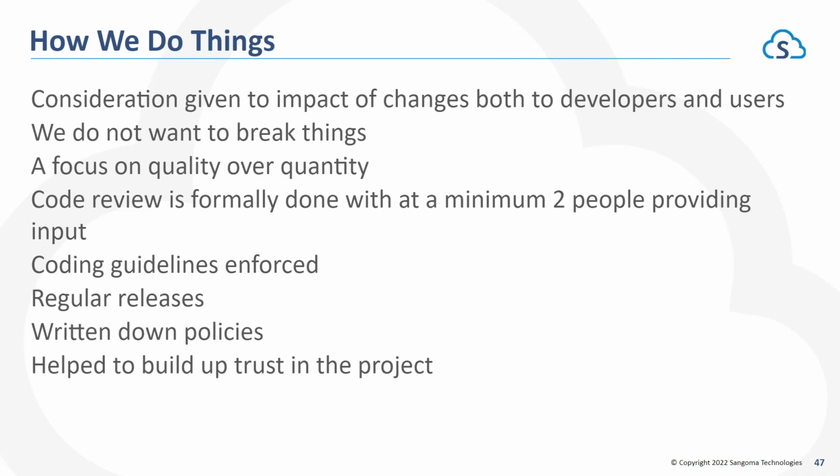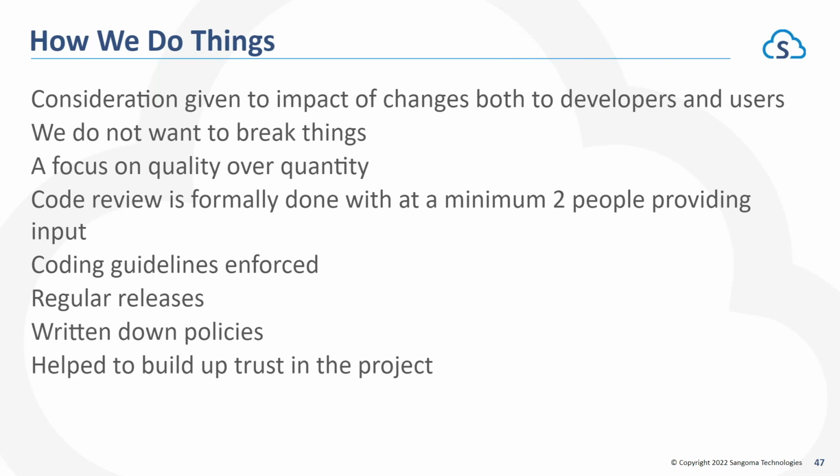In the olden times of Asterisk, things would break all the time. We want it to be stable so that we can all sleep nice at night. So there's a focus on quality over quantity. To accomplish this, code review is formally done with, at a minimum, 2 people providing input. If a change is sufficiently large, we may want more input, so we'll ask for more people to provide input and review things. We also do have coding guidelines that we do enforce and expect people to use.